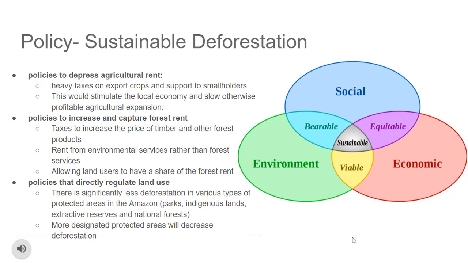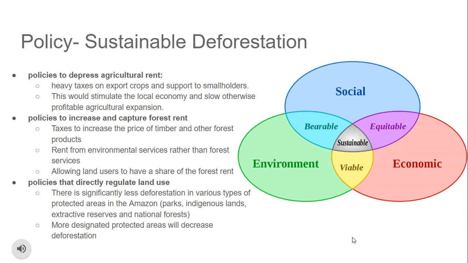Some policies to enforce sustainable deforestation include policies to depress agricultural rent. This works by applying heavy taxes on export crops and supporting smaller stakeholders. This often stimulates the local economy and slows profitable agricultural expansion.